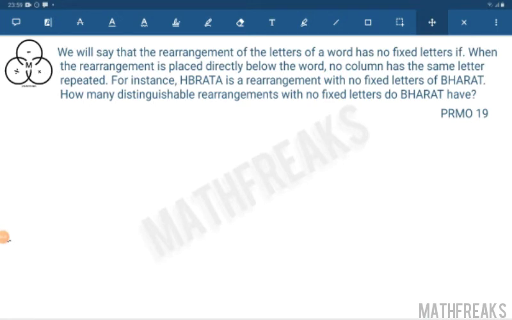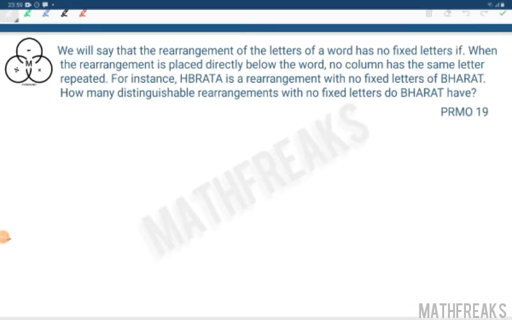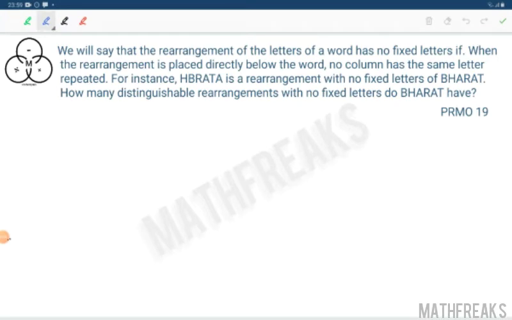Based on this, the direct question: we will say that a rearrangement of the letters of a word has no fixed letters if, when the rearrangement is placed directly below the word, no column has the same letter repeated. For instance, HBRAT is a rearrangement with no fixed letters of BHARAT. How many indistinguishable rearrangements with no fixed letter of BHARAT do we have? BHARAT.